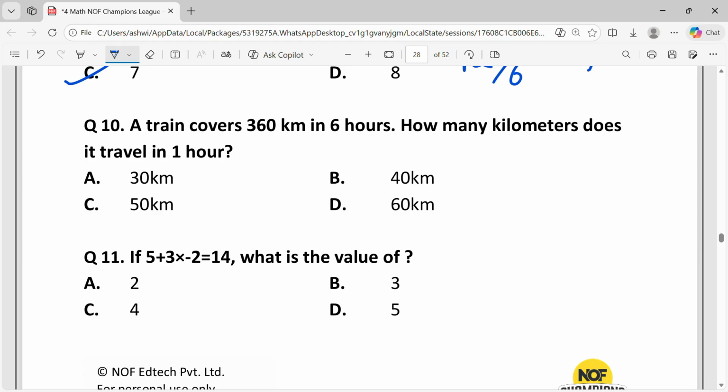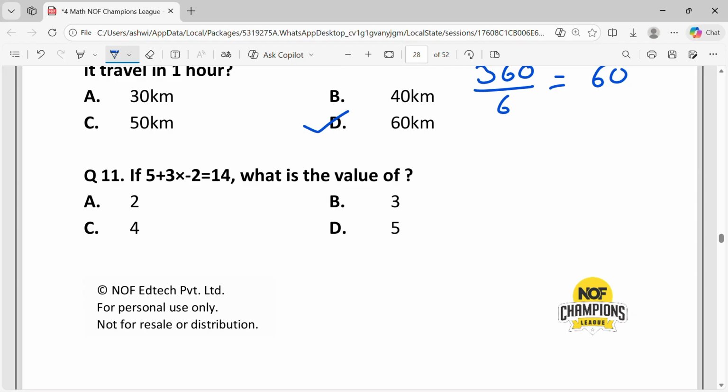Question 10. A train covers 360 kilometers in 6 hours. How many kilometers does it travel in 1 hour? Speed is equal to distance upon time. That is 360 upon 6, which is equal to 60. Answer is D, 60 kilometers.